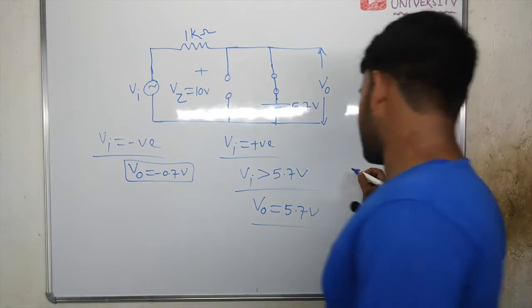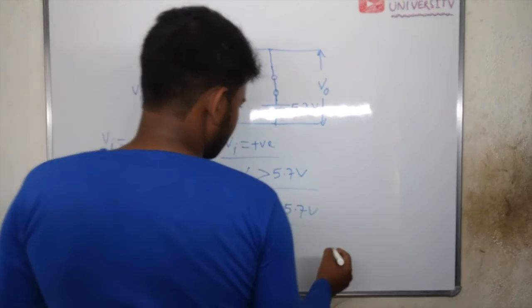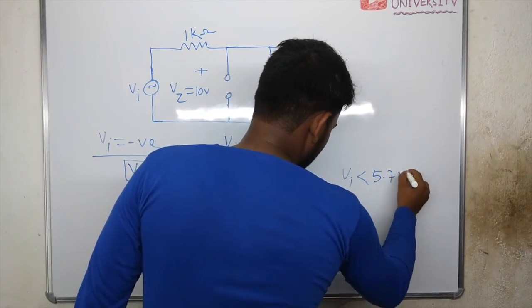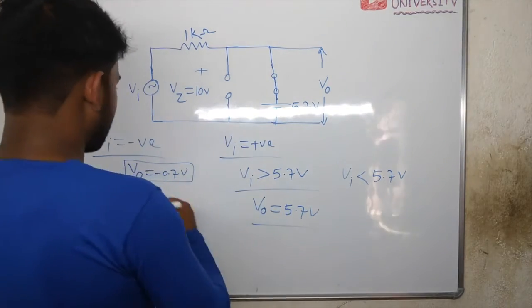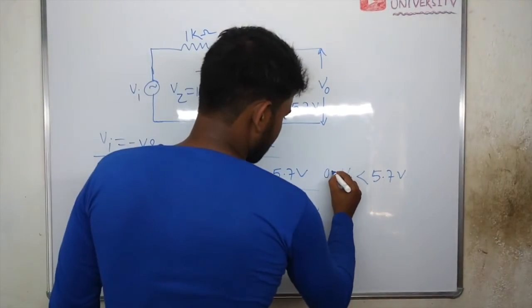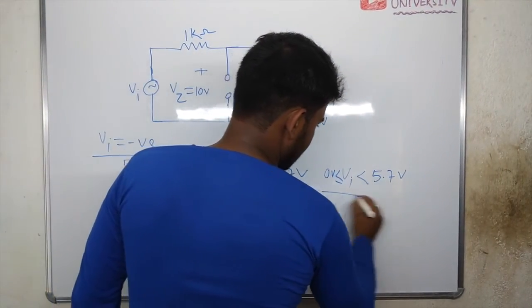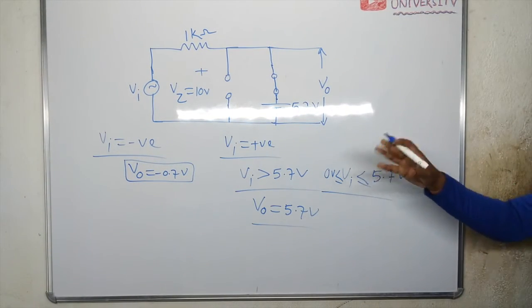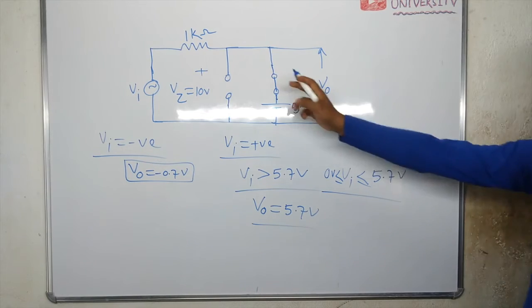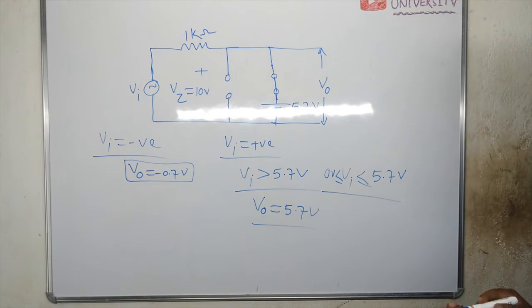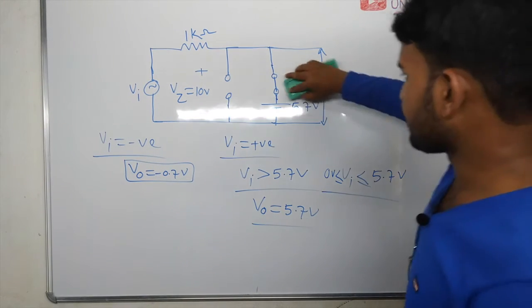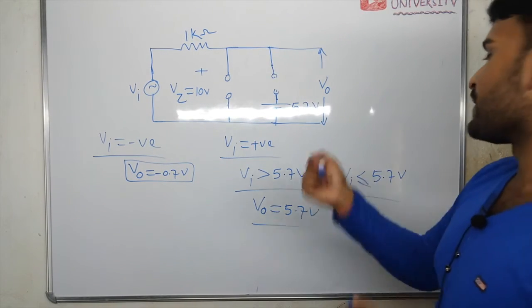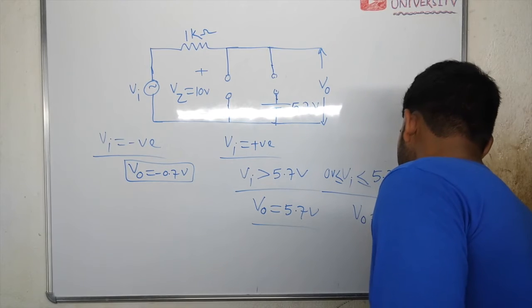And in this question, what happens if the input voltage is less than 5.7 volt and greater than 0 volt? In this range, if your input voltage is greater than 0 volt and less than 5.7 volt, then both the diodes will be reverse biased, and both the diodes will be considered to be open circuited. Then what is the output voltage? Equal to VI. So V naught equal to VI.